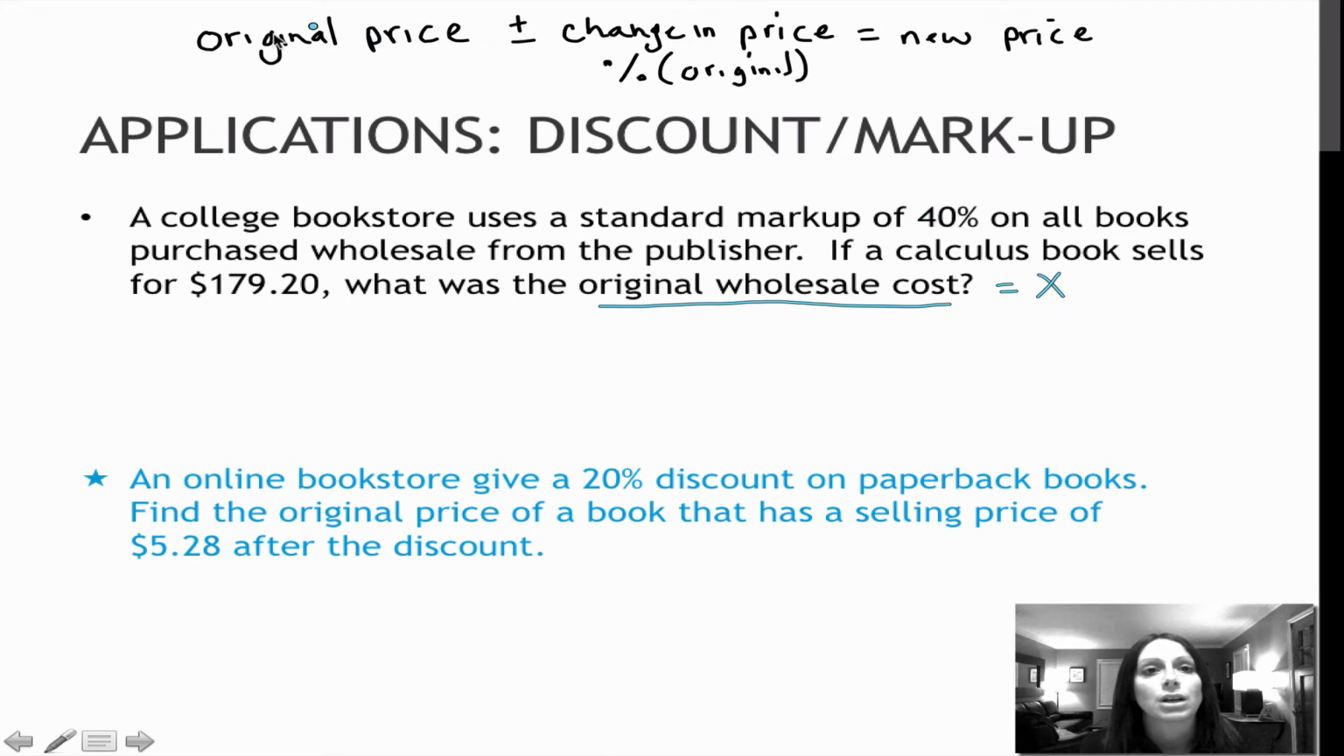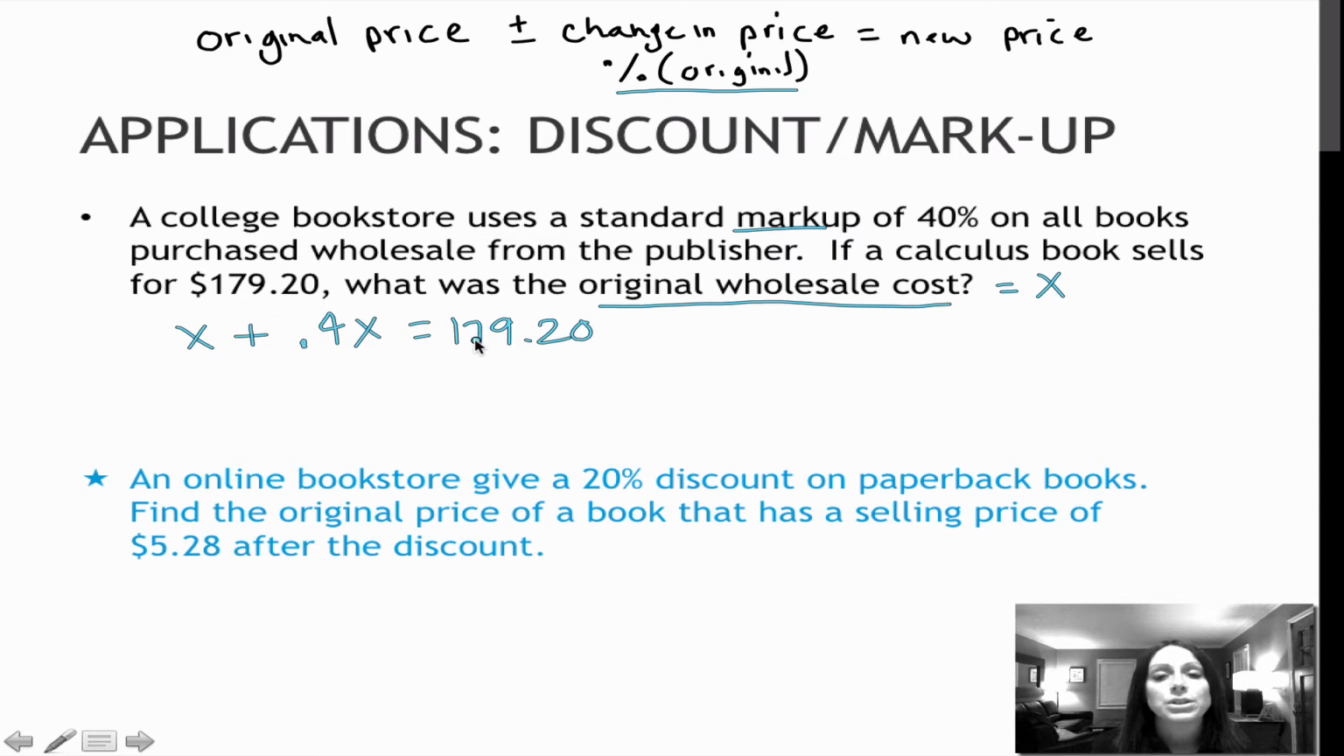So now I'm going to go back up here. The original price, that was X. I'm going to add to that because it's a markup. I'm increasing the price by 40%. So a lot of people are tempted to just put 0.4, but it's not just 0.4 because that would be 40 cents. It's 40% multiplied by whatever the original price is. So that's the percent times original I referred to. So I'm increasing it by 40% of the price. And that is going to be equal to $179.20, because that was the new price after I increased the price.